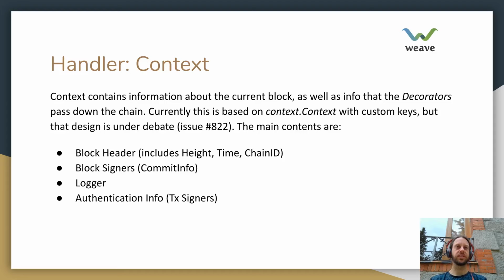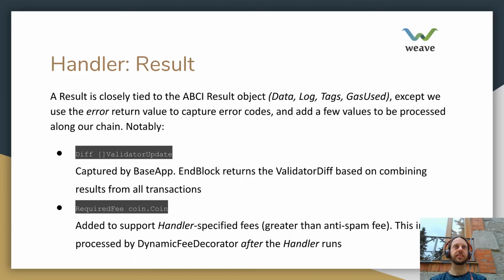And authentication information, as mentioned above. The result returned basically is the ABCI Result object, which has data, log, tags, and GasUsed. Except the error, we pass return a result error. So the result object will always be success with error code of 0 and no code space. And if you want an error message, we return actually the error object, a normal Go error, and then that will turn into a code space and error code on the ABCI Result object.